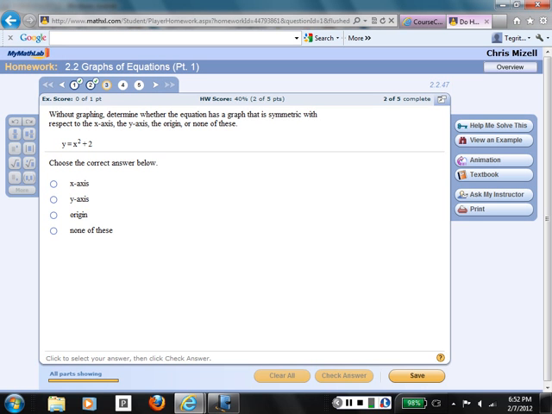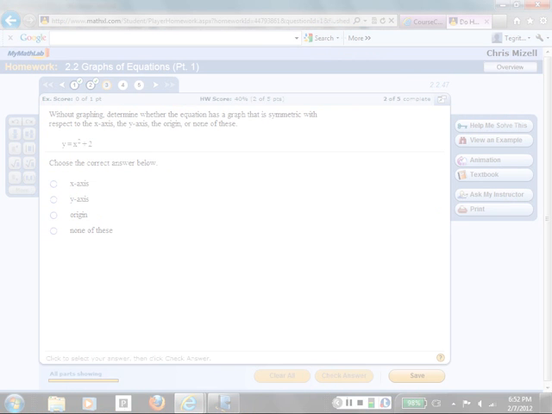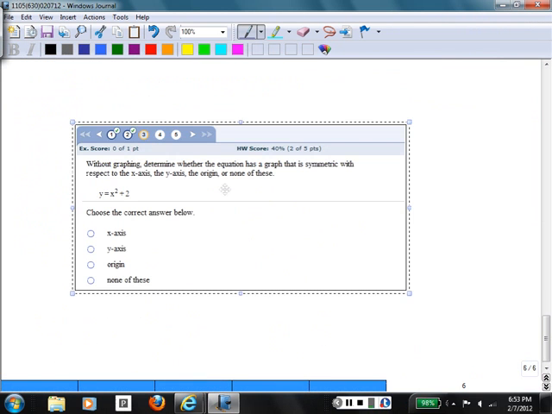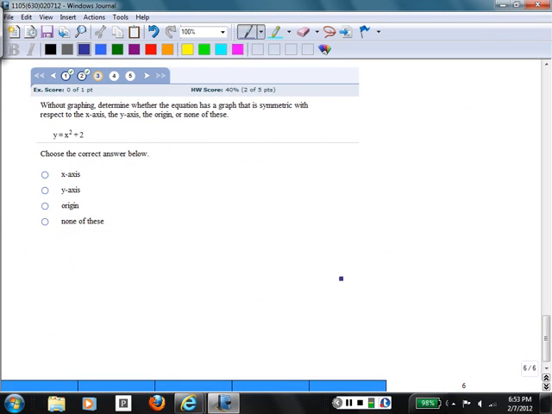If we're testing for symmetry with respect to the x-axis, and I'll go through all 3 of these in this case, then we're going to want to substitute negative y for y to see if it gives us an equivalent equation. So the graph of this one is actually going to have what type of symmetry? Anybody know just by looking at it? X, Y, origin, none of the above.